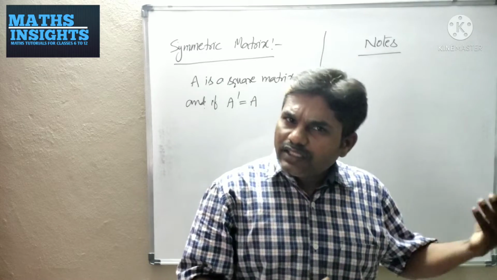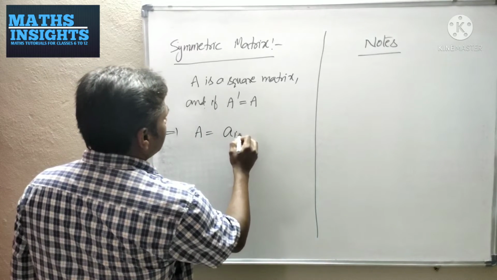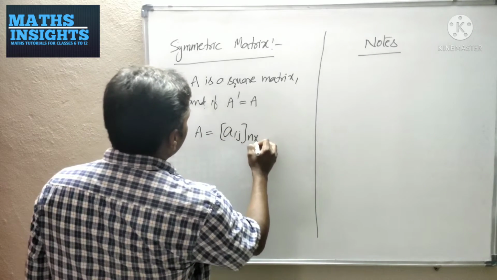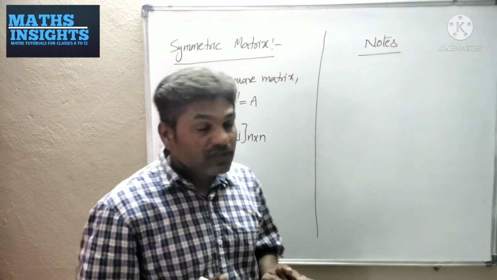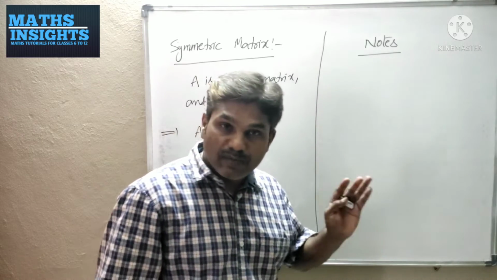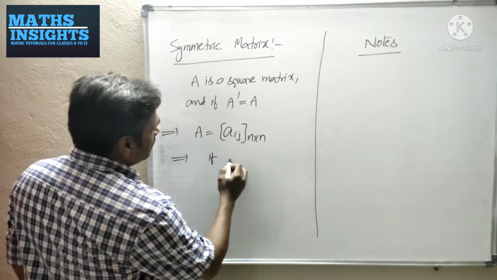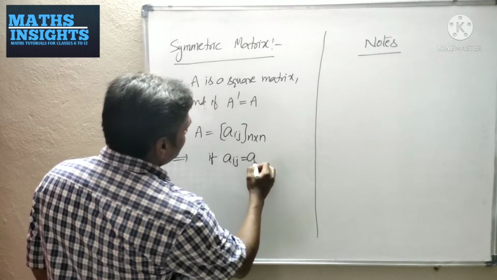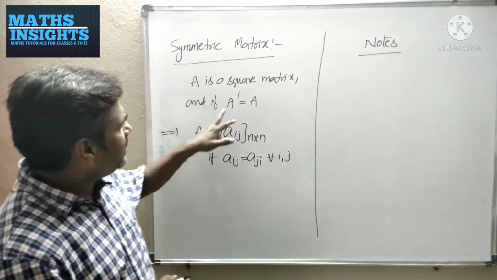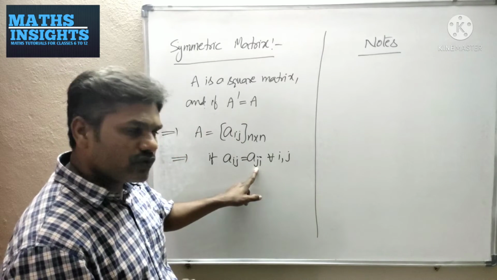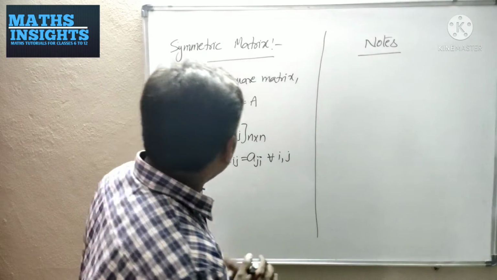I clearly said just now. Write it in the compact form. Suppose A is equal to Aij, whose order is n by n or m by m. The number of rows must be equal to the number of columns. Why? Because this must be a square matrix. Then if Aij is equal to Aji for all i, j, that is, A transpose is the original matrix, then that is said to be a symmetric matrix.